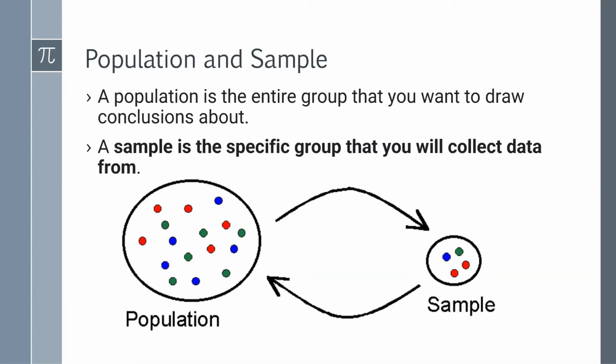This is a little random, but I guess you could think of a population as a whole pizza, and then the sample would be a piece of the pizza.